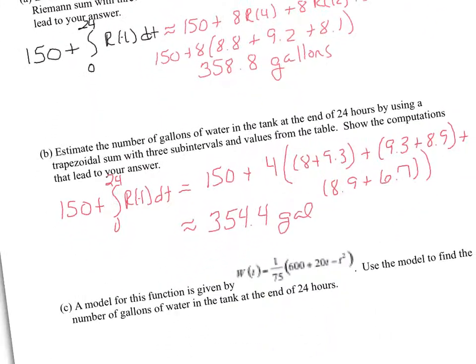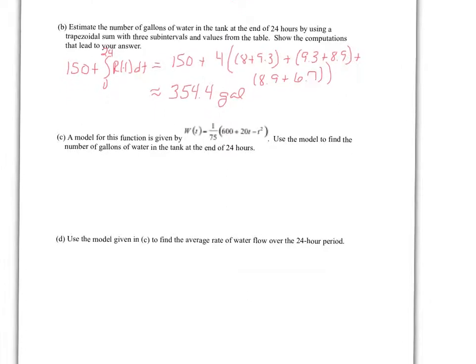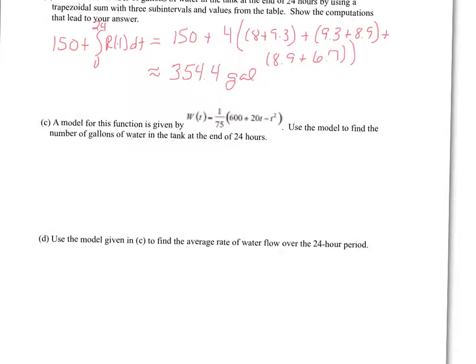I think I'm through with the table. It says a model for this function is given by, and they give us W of t. Use the model to find the number of gallons at the end of 24 hours. Again, at the end of 24 hours means we have to include the 150. So this time we've got 150 plus the integral from 0 to 24. And since they have defined W(t), we can just do this instead of writing it out.